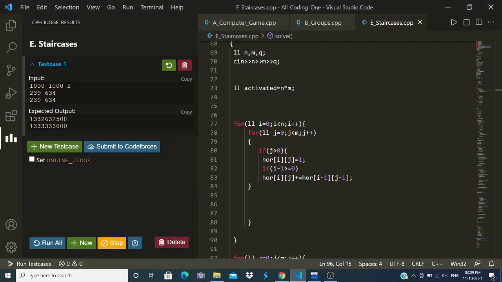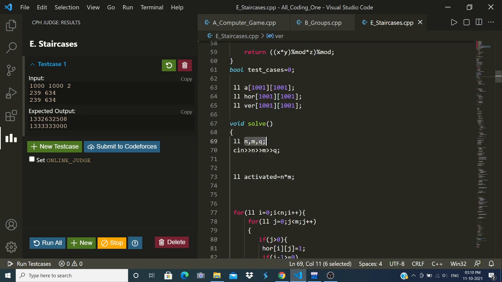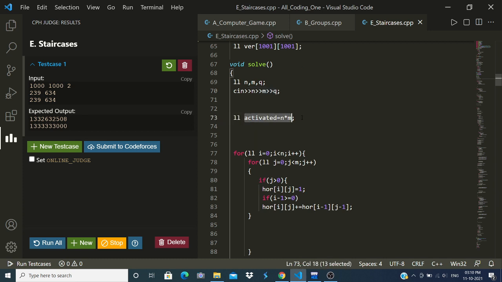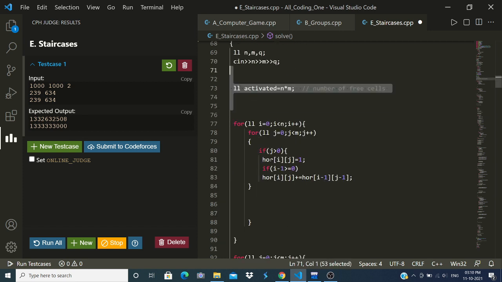So as you can see, I have declared some horizontal 2D matrix and some vertical 2D matrix, taken this n, m, q, and these variables are basically the number of free cells, right? Since I know already that all the free cells are basically staircases, I am not counting them here. I will just add them to the answer at the end.